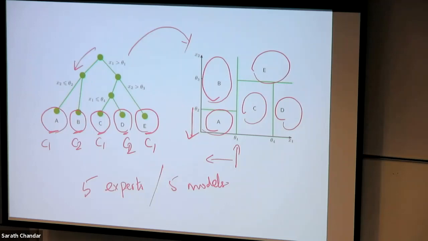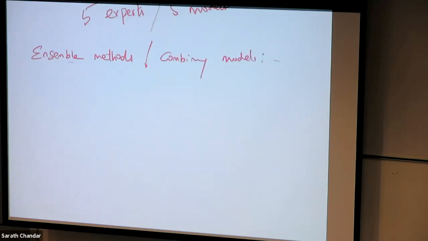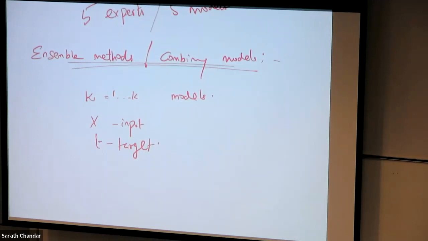So this is what the concept of ensemble methods is. This is basically the idea of combining models. One way to think about this is, let us say I have k different models, so 1 to k different models. Let x be the input and t be the target. This is a classification problem that we are thinking about.